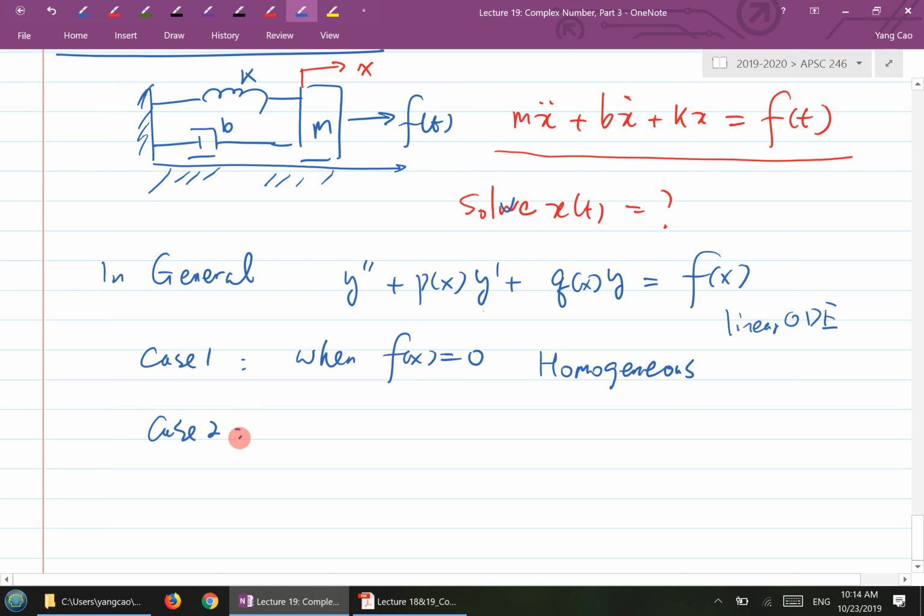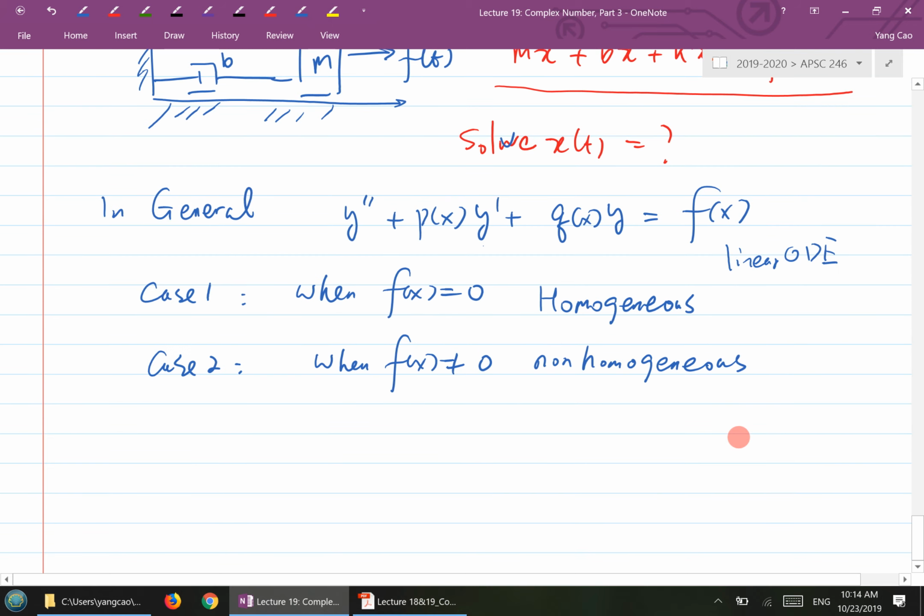We'll also look at another case, when the input, the right side, is not 0, and we'll call this the non-homogeneous case. For the next couple of lectures, we'll look at the homogeneous first, and then we'll look at non-homogeneous next.